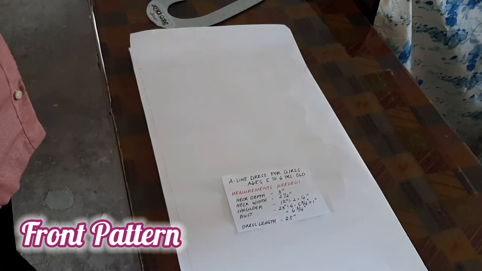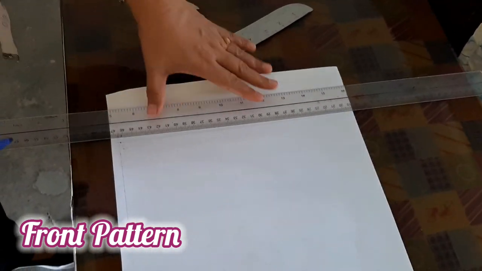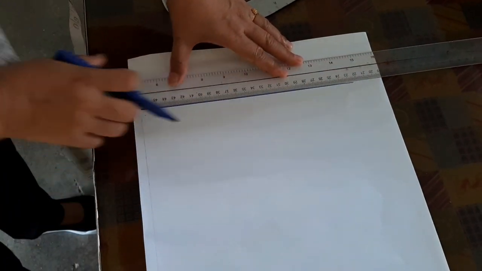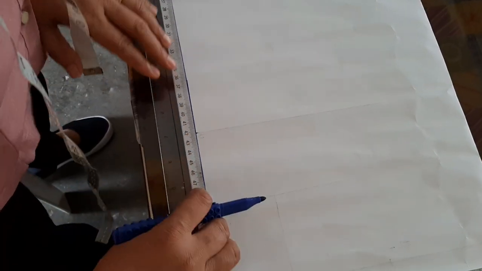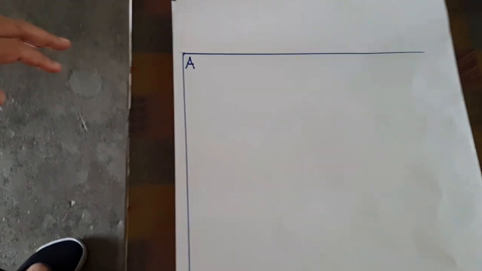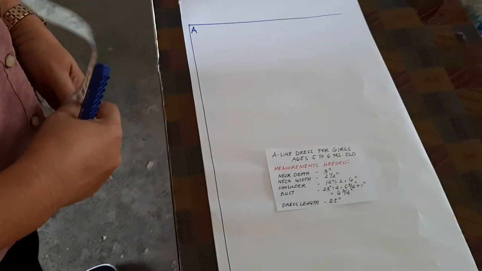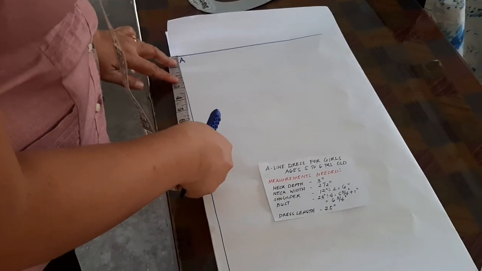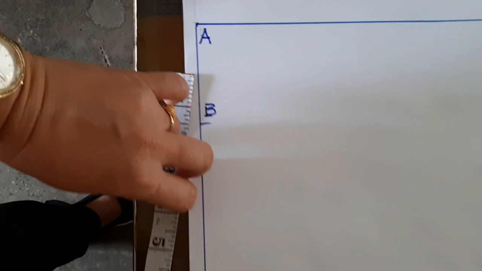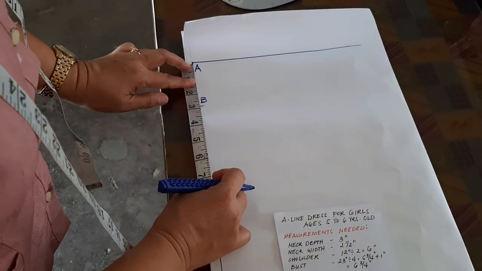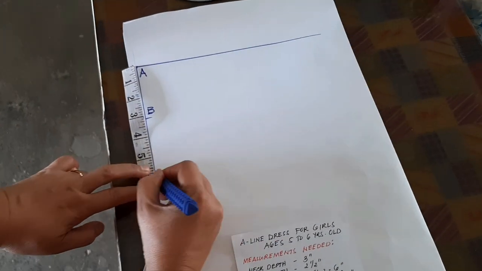To start drafting this pattern, you need to draw a perpendicular line. And mark the corner A as the starting point. From A, measure 3 inches for the neck depth. So that is point B. A to C is 6 inches.